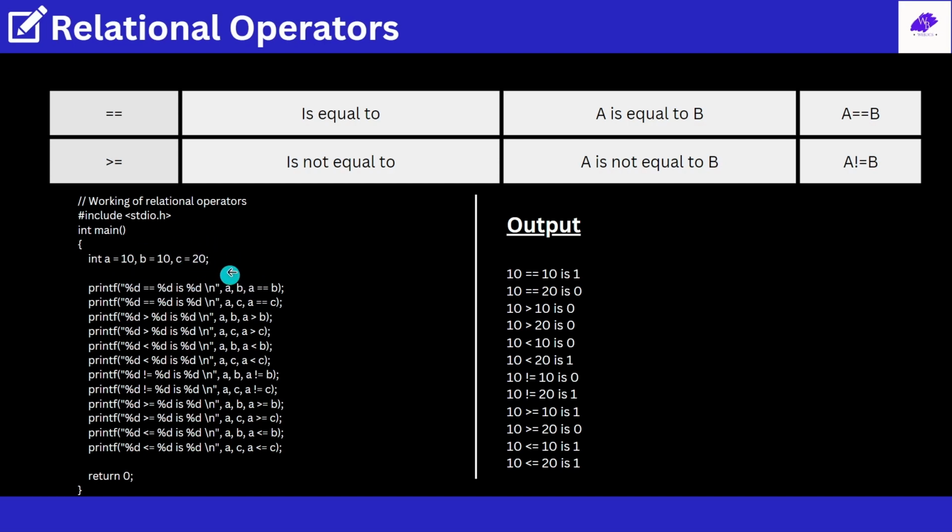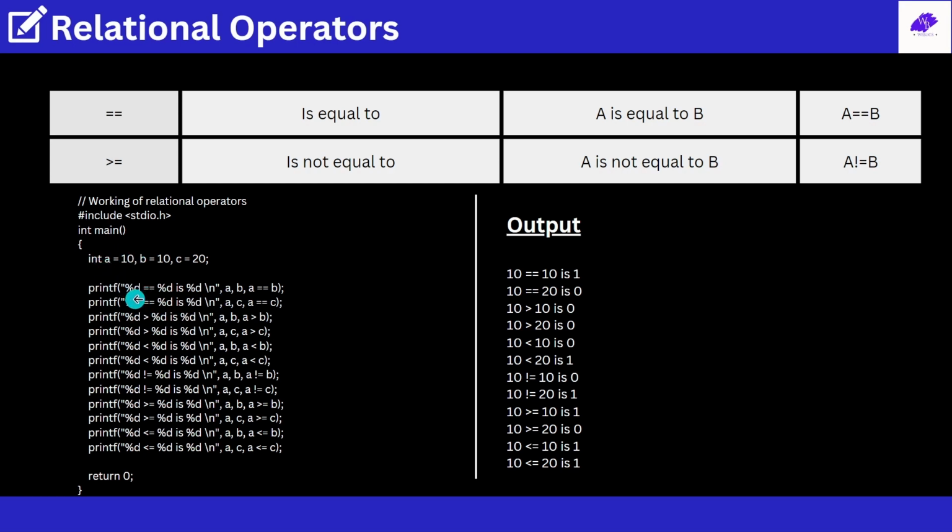And c is equal to 20. Next, we print a line that is "%d is equal to %d is %d". So here the first %d format specifier is for an integer, which will return the value of a, whatever a is storing. In this case we are storing 10 in the variable a.